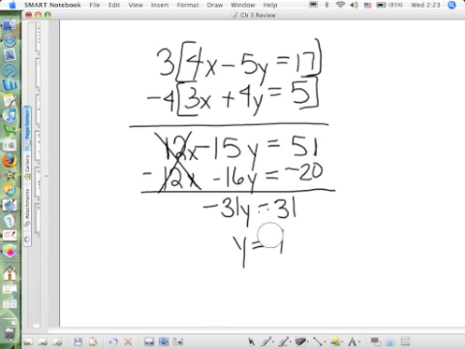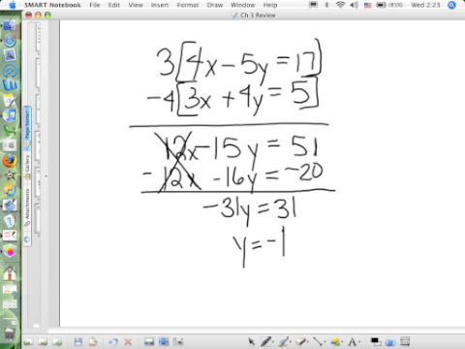Wouldn't it be a positive? Wait, wouldn't it be just 1? Negative 15 minus 16 is negative 31, and 51 minus 20 is positive 31. So y is equal to negative 1.